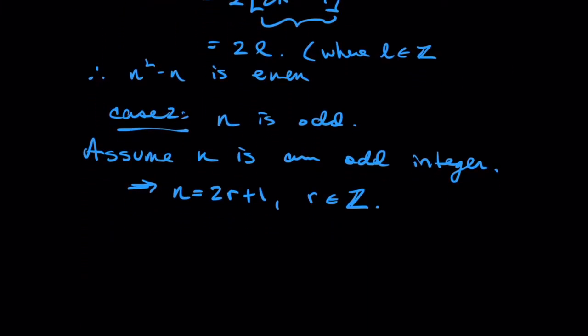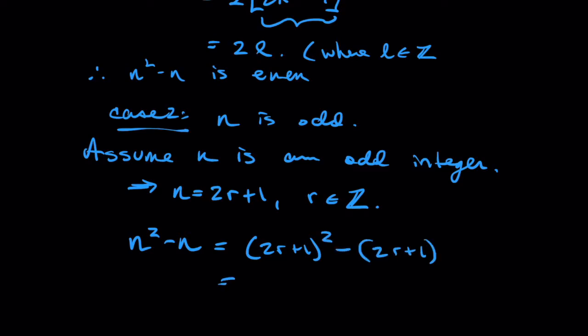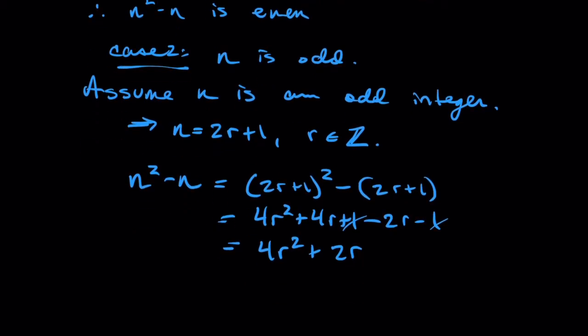So we'll look at n squared minus n, and that's going to be (2r plus 1) squared minus (2r plus 1). So if we expand this thing, we're going to have 4r squared plus 4r plus 1 minus 2r minus 1. So those ones will cancel, and what we're left with is 4r squared plus 4r minus 2r. So what's that going to be? 4r squared plus 2r. And obviously we could factor out a 2 here, and then we have 2 times (2r squared plus 1).